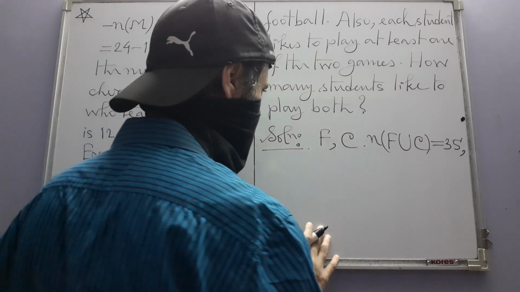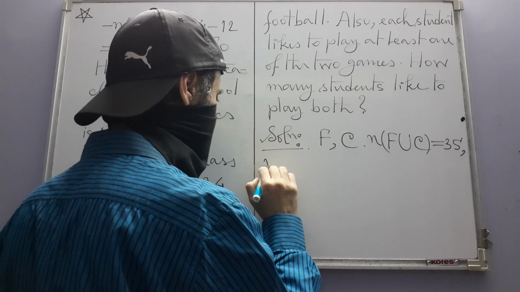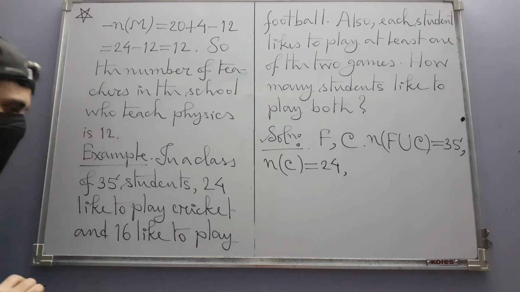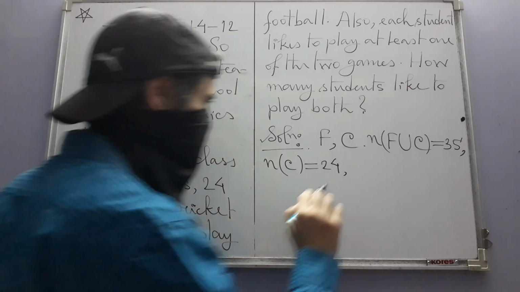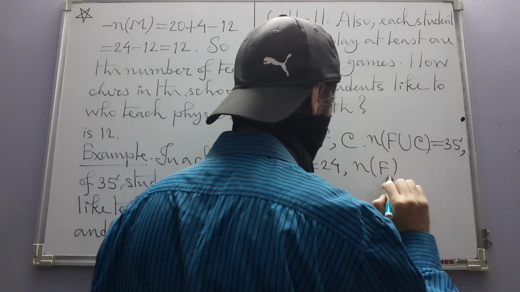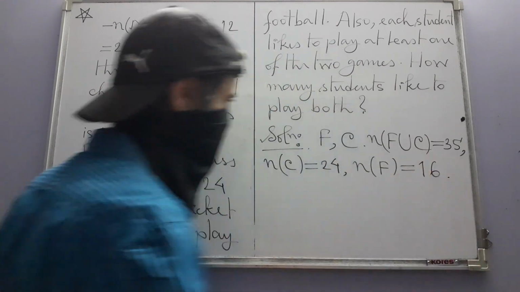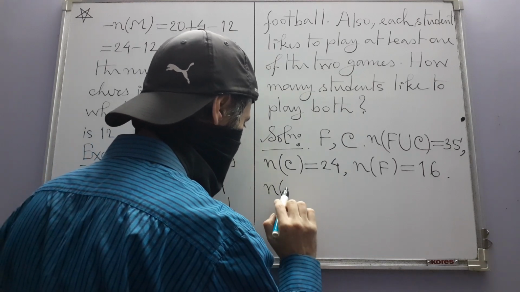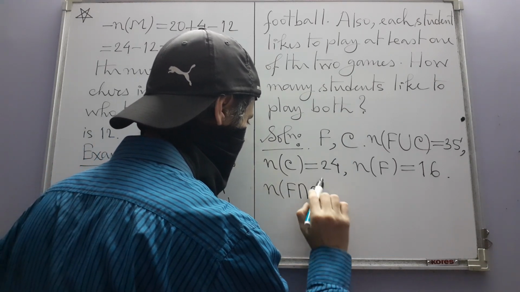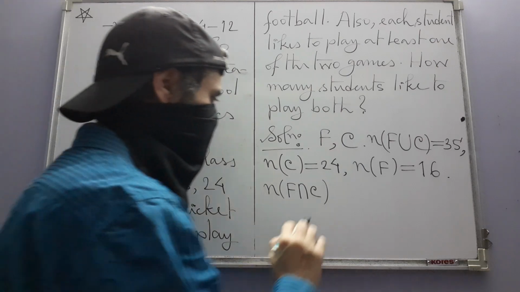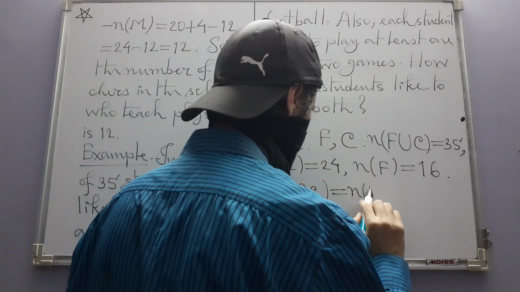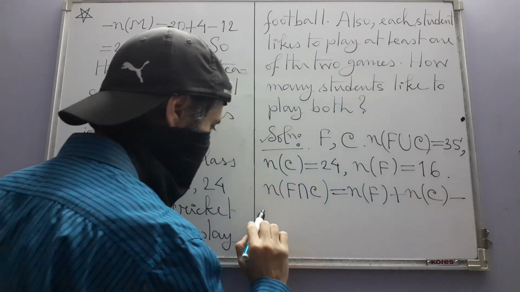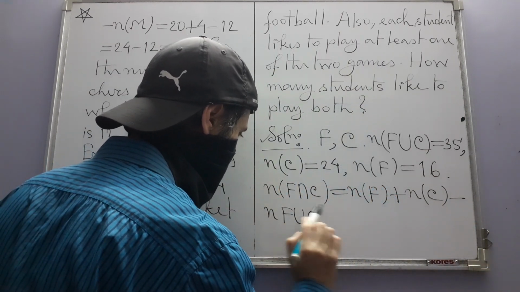The cricket fans form the set of 24 students and the football fans form the set of 16 students. How many like to play both the games? That means we need to calculate the number of elements in the intersection, and this is N(F) plus N(C) minus N(F union C).